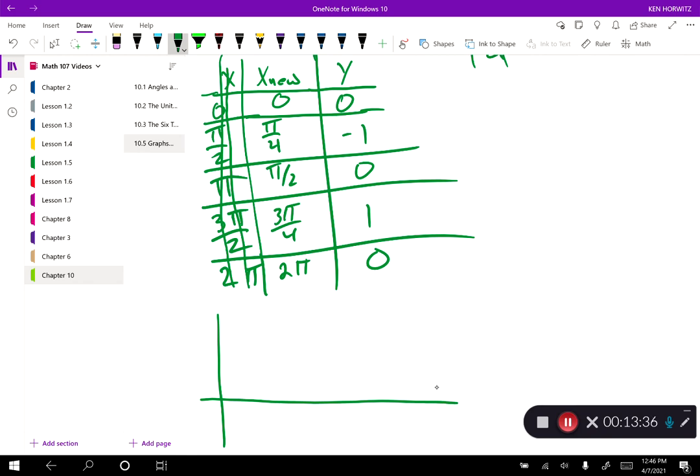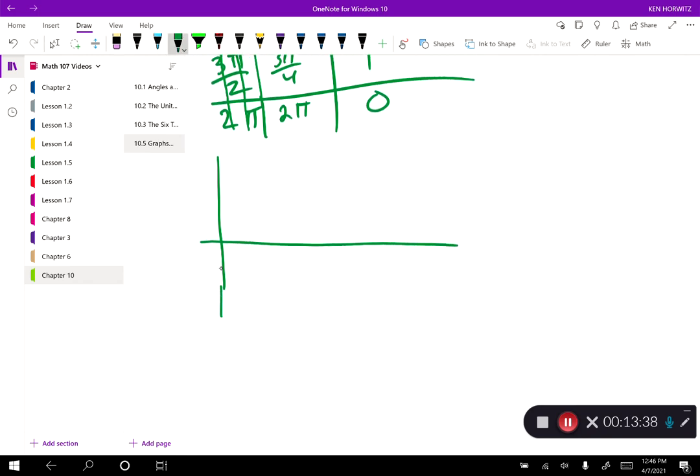So our x values are going to be 0, pi over 4, pi over 2, 3 pi over 4, and pi. And then our graph now, that negative in front means instead of going up, I'm going to be going down. So it's going to be reflected. So down, then come up.